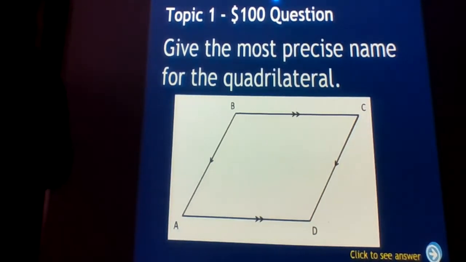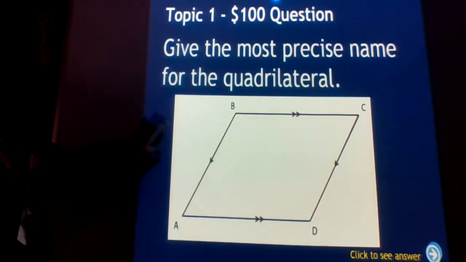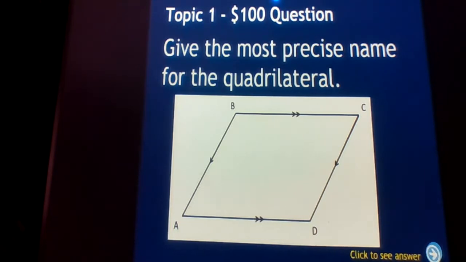Okay, this was the Jeopardy review. Just go through each of the questions in order. So give the most precise name for the quadrilateral. So we had 7 different types of quadrilaterals.